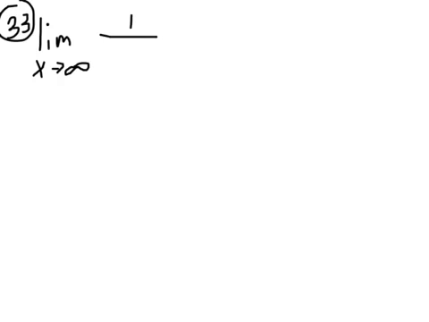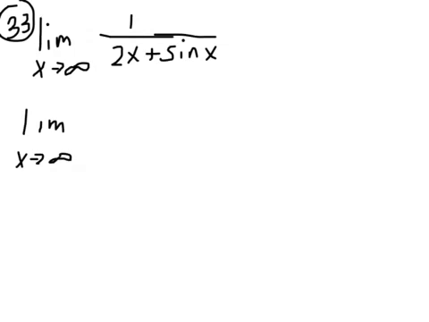At 33. Okay, so for 33, we've got the limit as x approaches infinity of 1 over 2x plus sine x. Okay, so whatever this is, we've got two situations that could occur, don't we? We could have the limit as x approaches infinity of 1 over 2x. That sine x is going to be between 0 and 1. I'm sorry, -1 and 1. So I might have it approach.